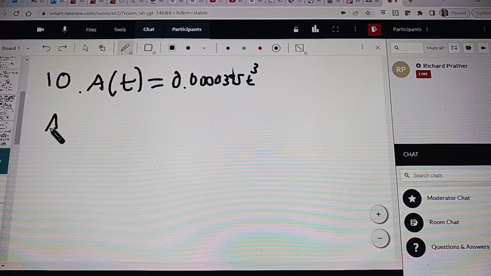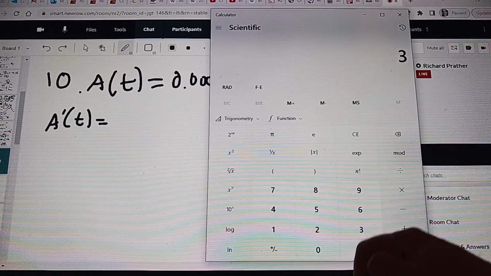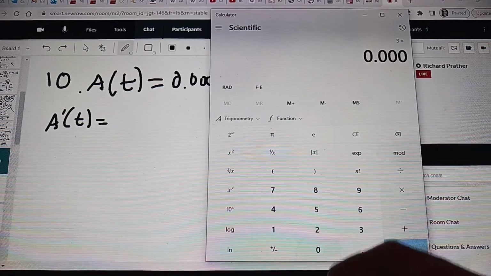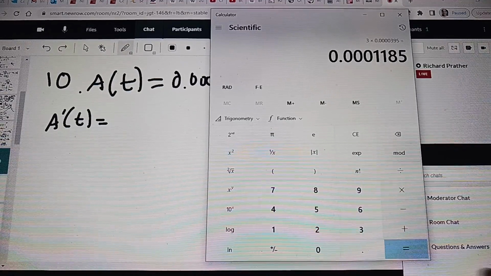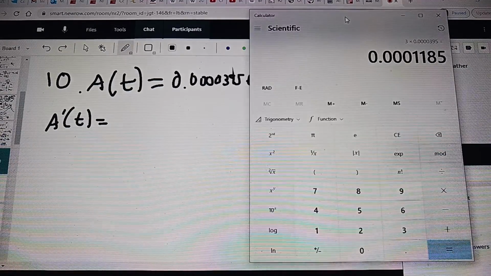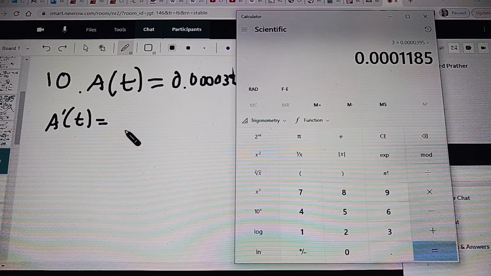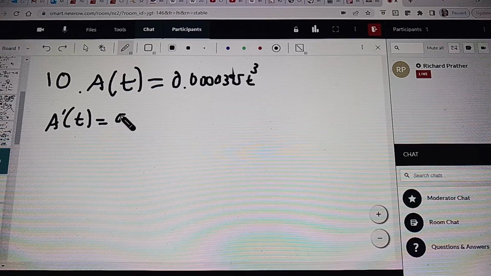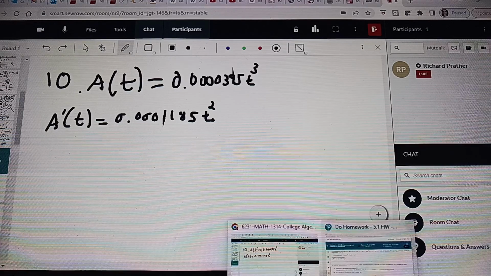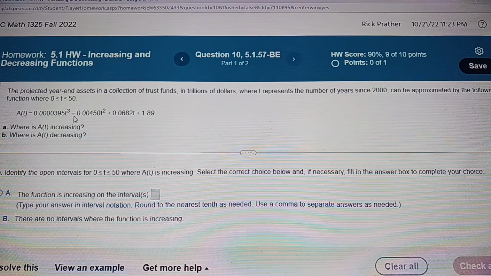Let's just do this part by part maybe. So the derivative is going to be 3 times this decimal, 3 times 0.0000395. So 3 zeros and a 1185. That's going to be the squared term. Then the squared term here is negative 0.045.